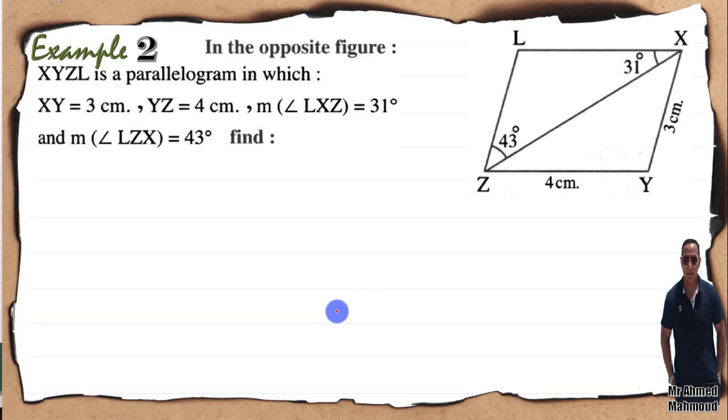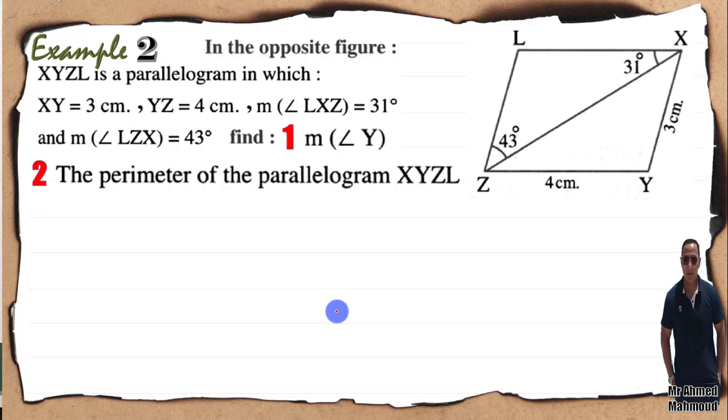In the opposite figure, XYZL is a parallelogram. XY equals 3, YZ equals 4, angle LXZ equals 31, angle LZX equals 43. Required number 1, find the measure of angle Y, and required number 2, find the perimeter of XYZL. First I have a parallelogram, so XL is parallel to YZ.